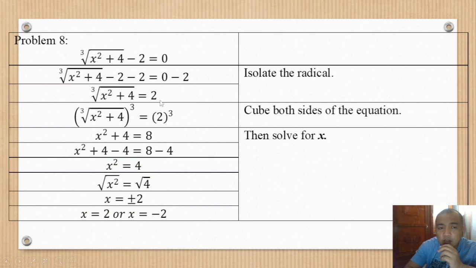Then, from this equation, since a cube root is involved, we're going to cube both sides of the equation. So, cancel. The cube root of (x² + 4), cubed, is x² + 4. 2 cubed is 8. 2 times 2 times 2 is 8.